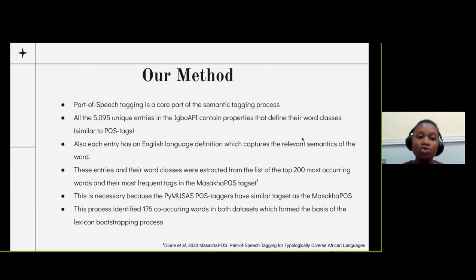The method that we used was to leverage the word classes in the Igbo API dataset, which are similar to POS tags. So with all the 5,000 words that we had, each of them has these POS tags, and we aligned them with the MasakhaNE POS tag set, leading to a cross-referencing of 176 co-occurring words that served as the foundation for our lexicon bootstrapping process.